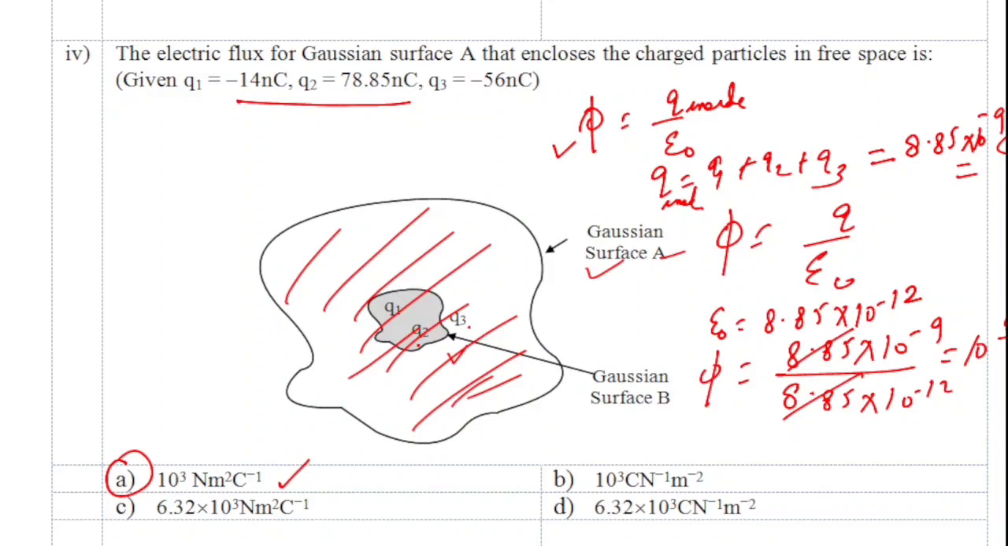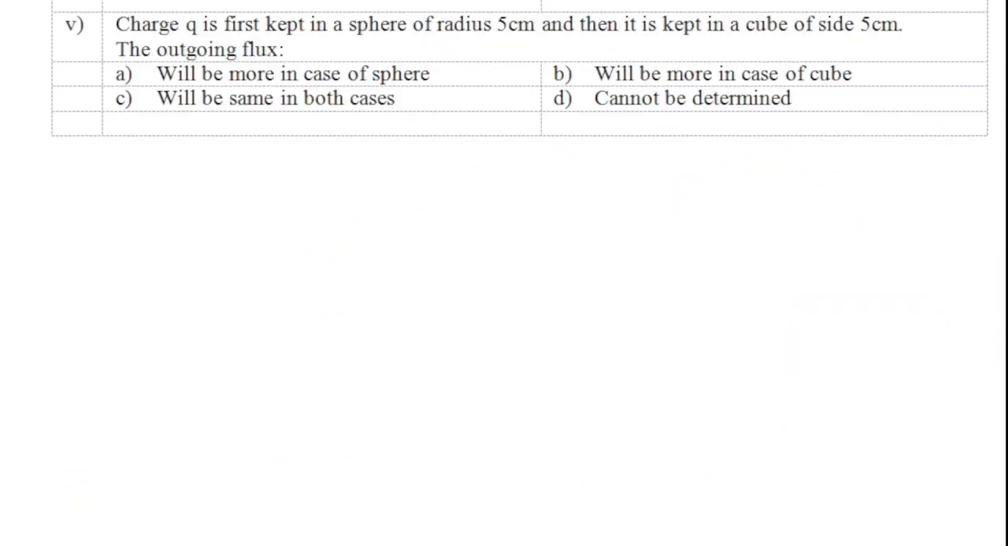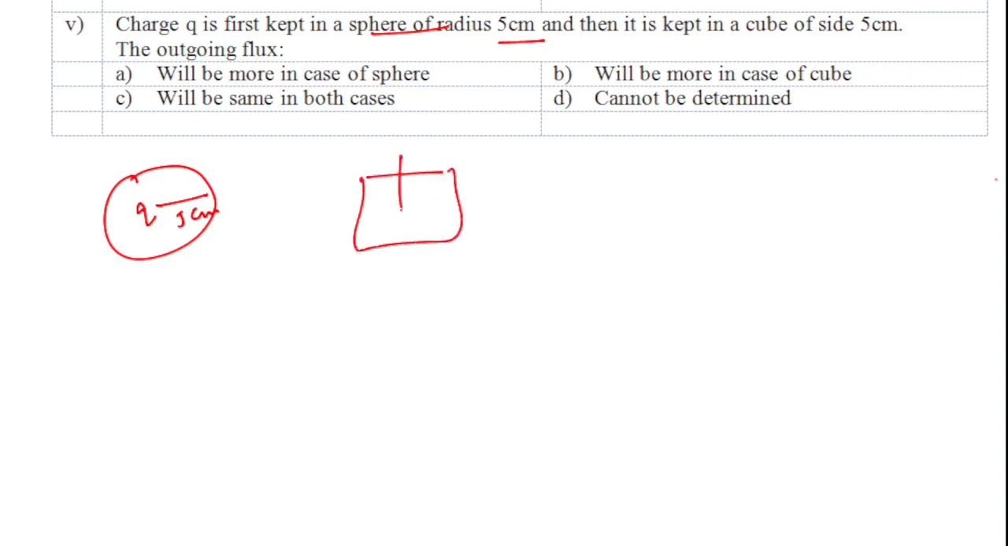Now move to the next question, that is question number 5. In this question, it is given that charge Q is kept in a sphere of radius 5 cm. There is one sphere of radius 5 cm in which charge Q is placed, and then it is kept in a cube of side 5 cm. Now there is another closed surface, that is a cube of side 5 cm. In this also that charge is kept. It means in both surfaces Q charge is present.